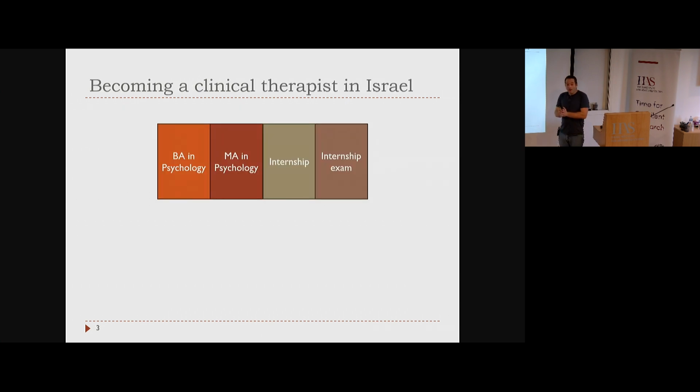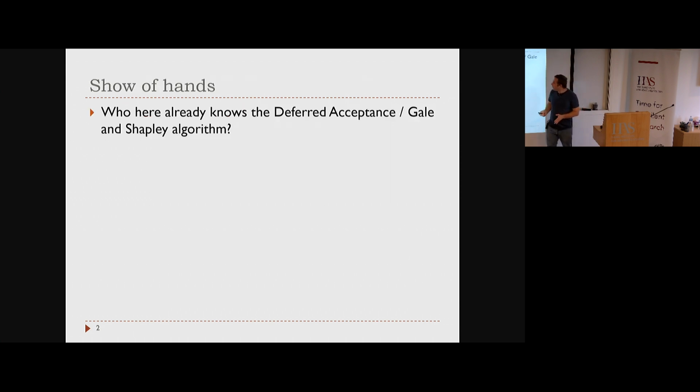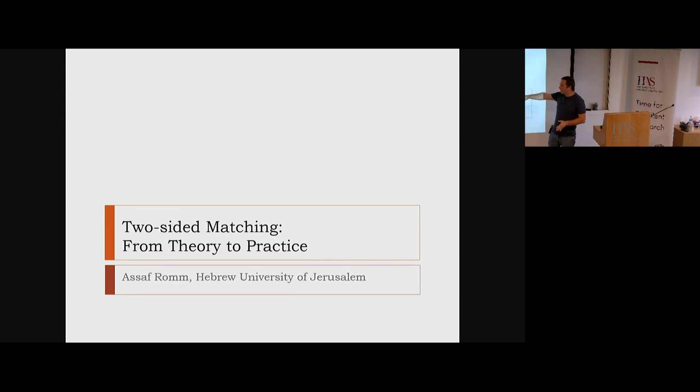So our main example here. The talk is called From Theory to Practice, but it's actually going to be from practice to theory to practice to theory. There are lots of moves between practice and theory. That's what we do in market design, and specifically in the field of two-sided matching.